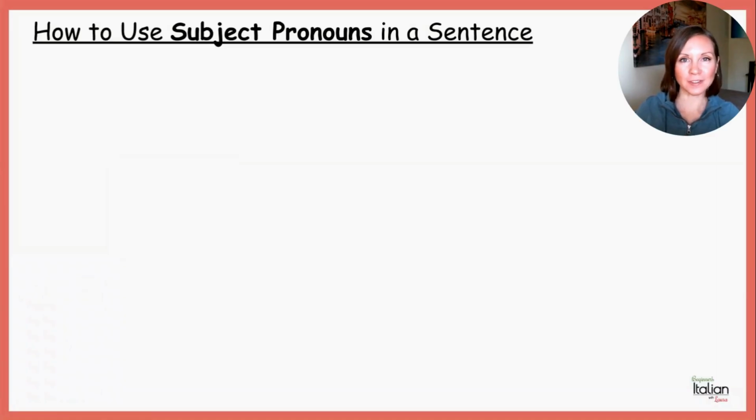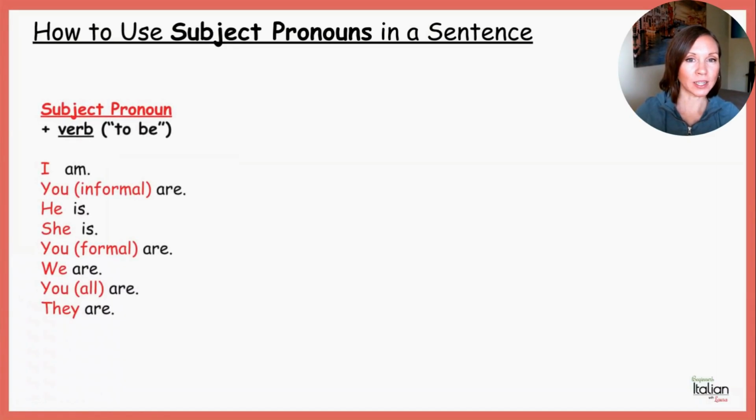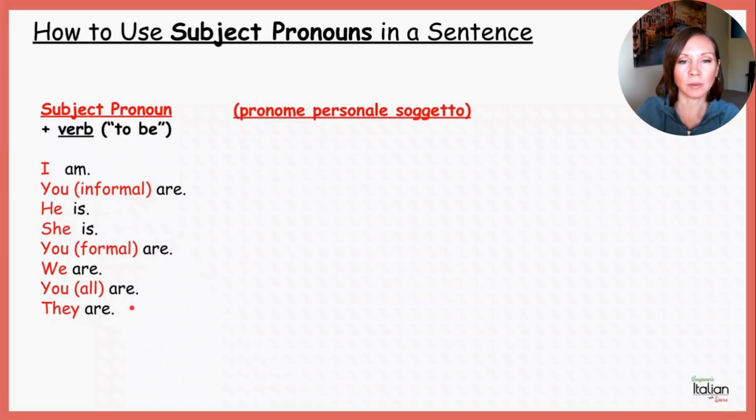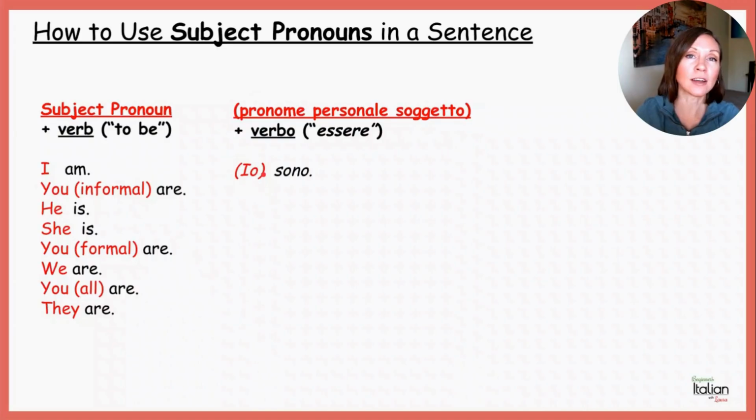Okay, how to use subject pronouns in a sentence. So in this example, I have them all listed out first. Okay, so the subject pronoun is in red. So in a sentence, you'd have I, you, he, she, you, we, you all, and they at the beginning of the sentences. So in Italian, like we know, you don't have to put them at the beginning, but in this case, I've put them at the beginning just to keep it simple. And I've also put them in parentheses so that you know that you don't necessarily need it, unless, of course, you want it for emphasis or clarity, as we discussed earlier.